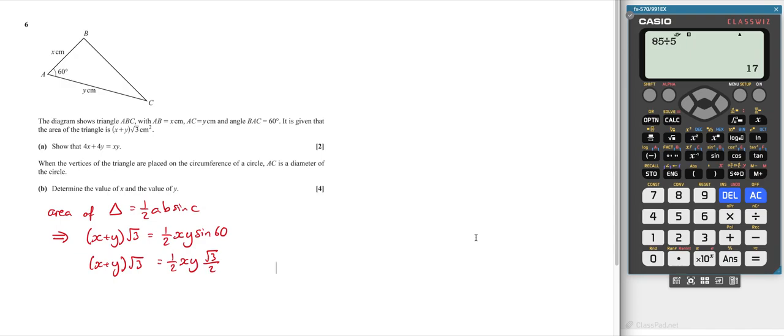That half and the 2 on the other end, we can combine to give me a 4. The root 3s are going to cancel each other out. So I multiply 3 by the 4, and I will get 4x plus 4y is xy.